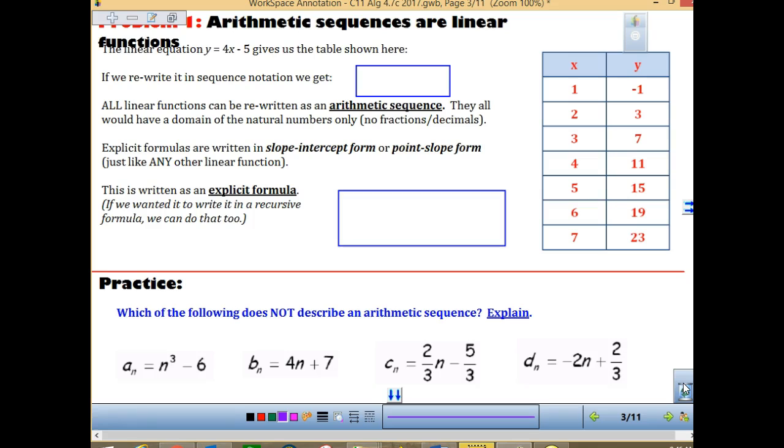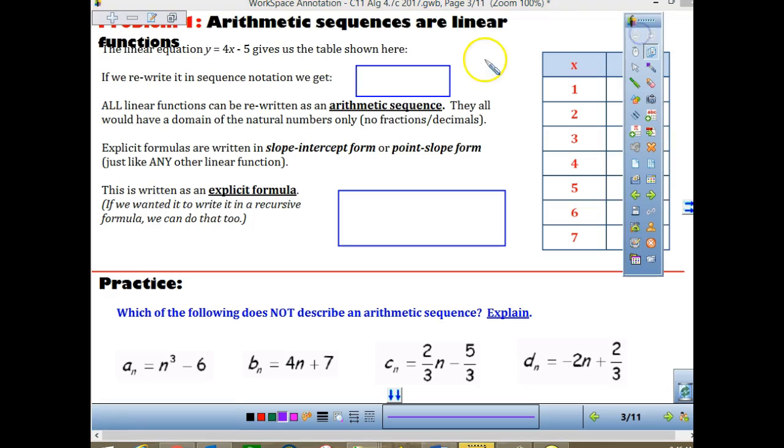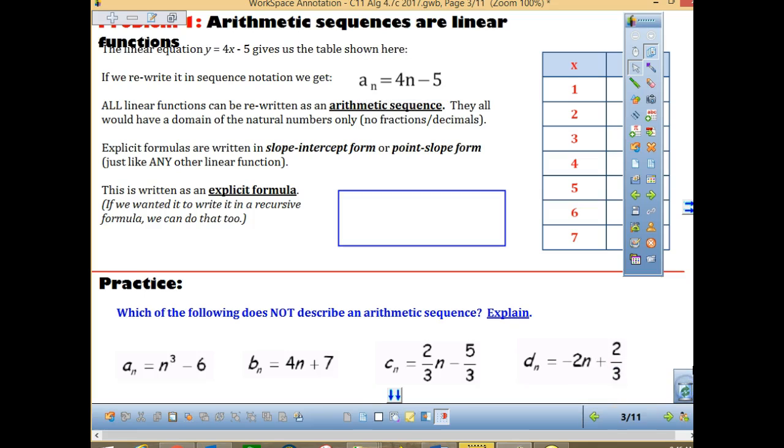In sequence notation, the only thing that's different is that you're going to have a sub n, and I'm going to show theirs because it's neater writing than if I write it. So it looks like a sub n equals 4n minus 5. If you have it in slope-intercept form, write it in sequence notation, and we can write it just like that. Okay? There are sometimes where you're going to see an n minus 1.